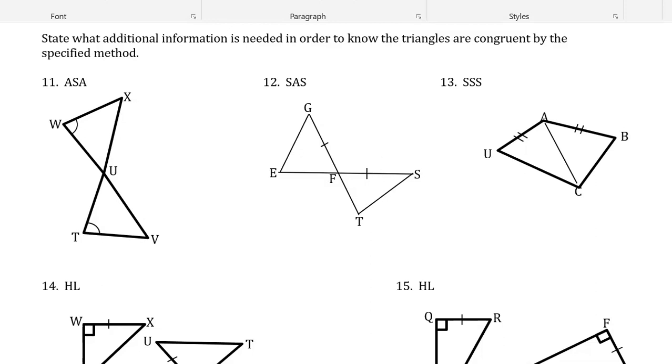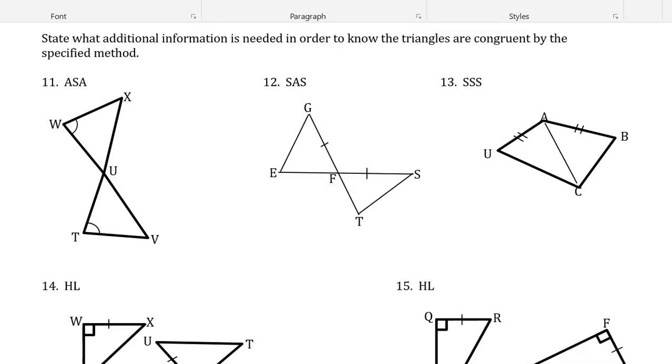So this will be the last element in 7.4. So done everything up until this point in here, except kind of this last little step. Still dealing with these little acronyms, ASA, side angle side, SAS, SSS, HL, so on and so forth. So what these directions are asking you to do, state what additional information is needed in order to know the triangles are congruent by the specified method.